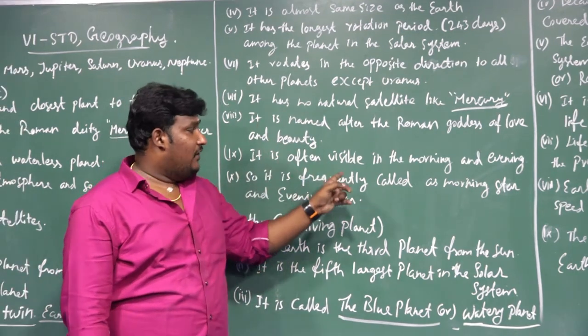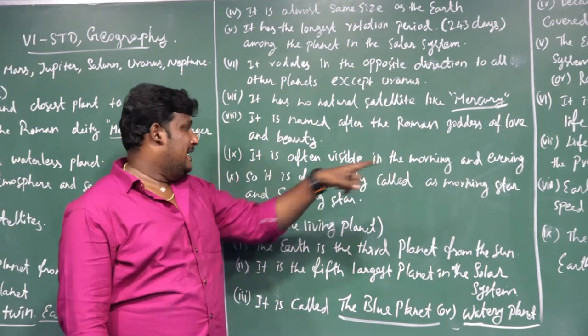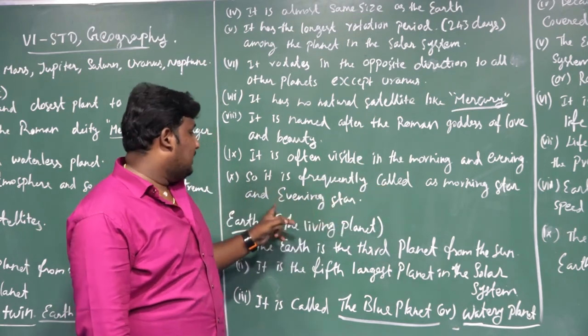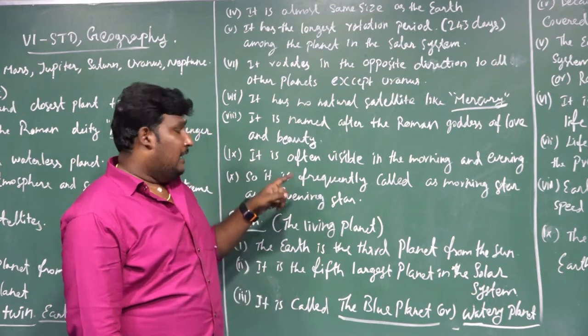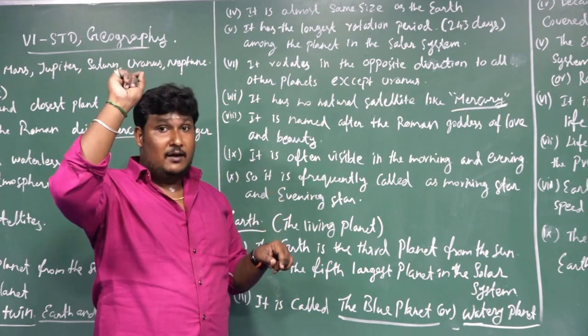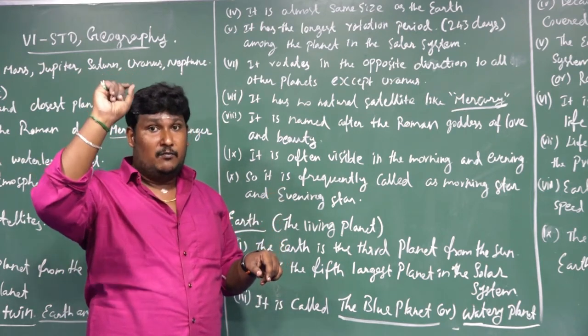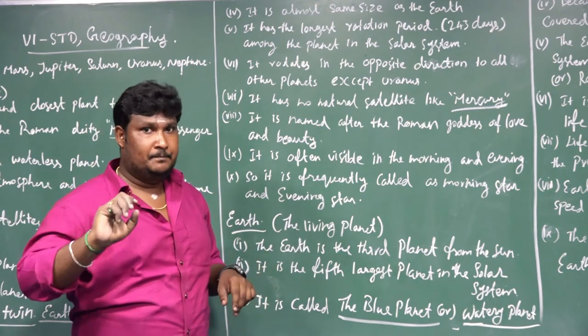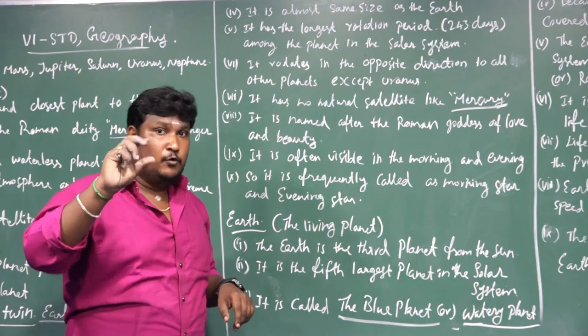It is often visible in the morning and evening, so it is frequently called the morning star and evening star. In that morning time and evening time, what kind of star can we see? In the morning, that means the sun. In the evening, the moon.